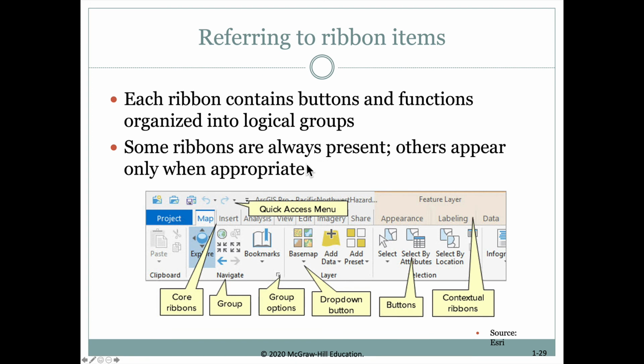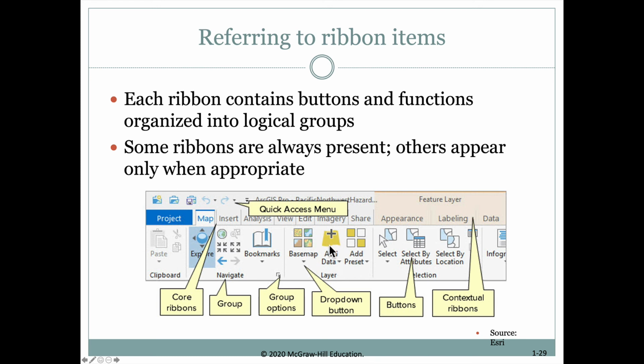And then with reference to the ribbon items, each ribbon contains buttons and functions that are hopefully organized into groupings that seem logical to you. So for example, once again, maps is up here. We would call this the core ribbon here. Down below here, this is all the ways that you can navigate around your map. These are all the things you can add to your map.